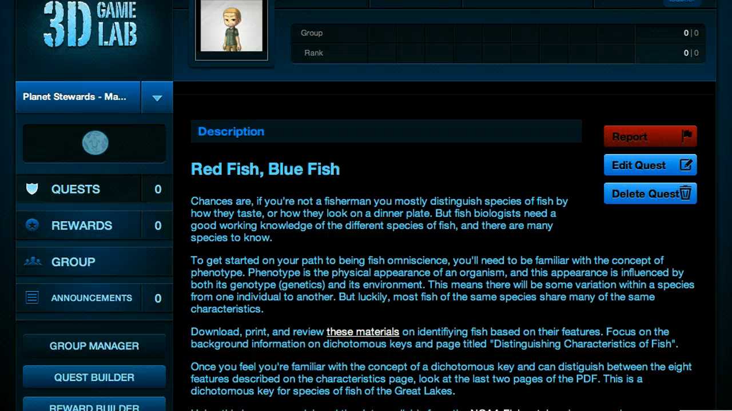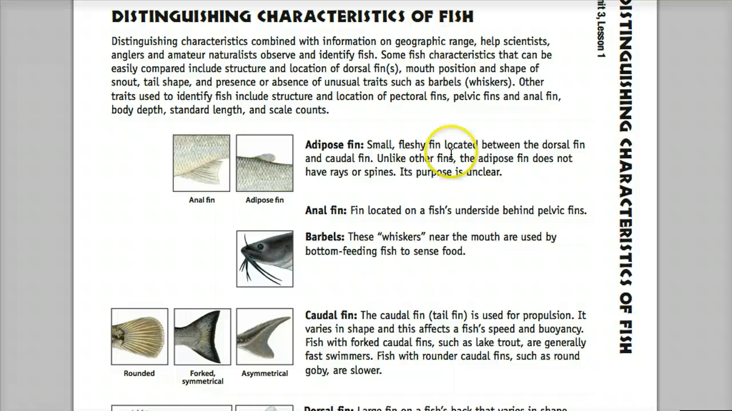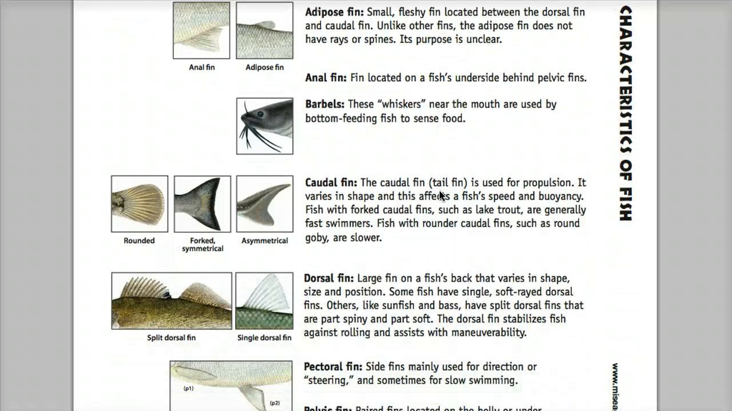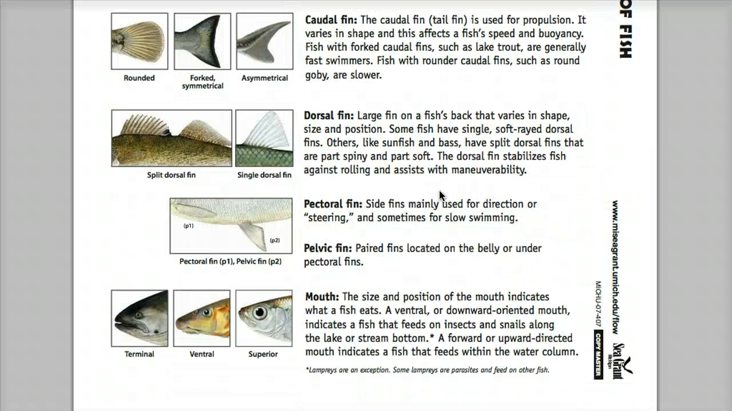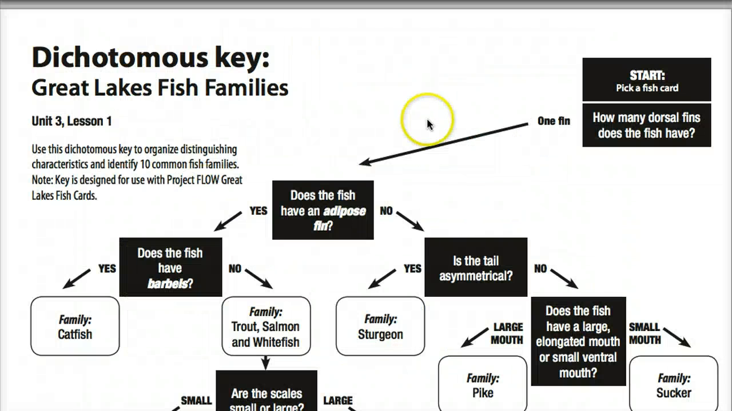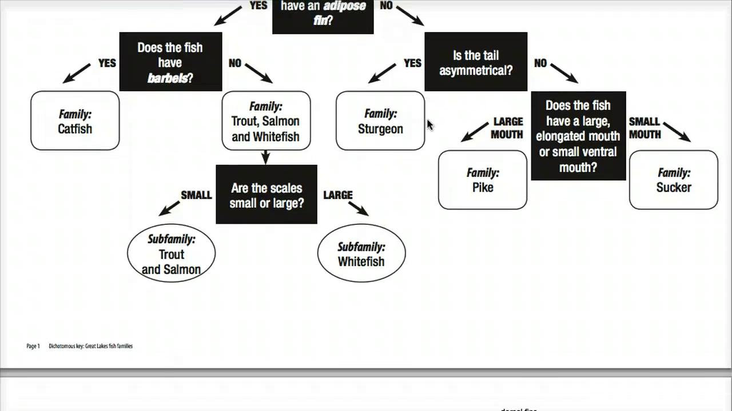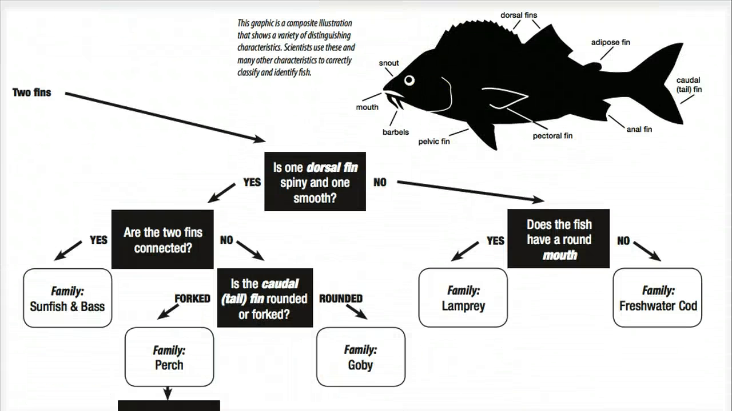Here's another quest, redfish, bluefish. In this quest, students are learning to identify fish based on their physical features. So we use the Michigan Sea Grant materials that allow them to identify different features on fish, and then they will also learn what a dichotomous key is and understand how those are used to distinguish and identify fish.